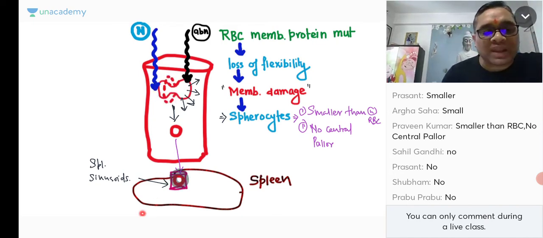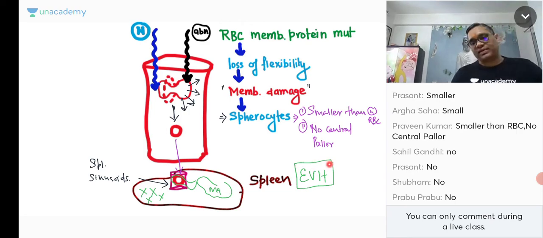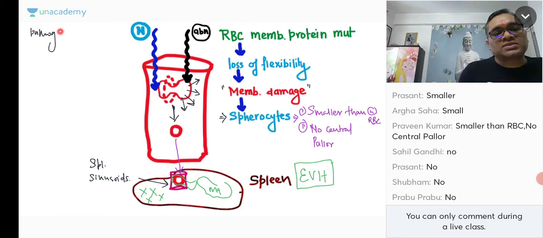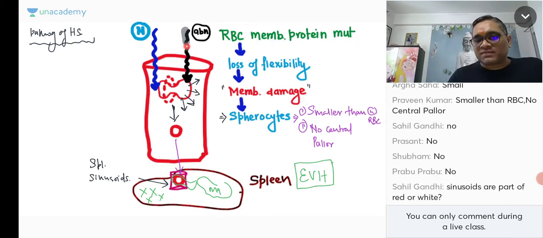So when they are getting trapped here, what will happen? Macrophages will come and take them out and then start destroying them in the spleen. This is called extravascular hemolysis, splenic destruction of the spherocytes. So this is the pathogenesis of hereditary spherocytosis. Now understood? What is the pathogenesis? RBC membrane protein mutation. There will be loss of flexibility of the RBC. The membrane will be damaged because of the faster blood flow, and then they will acquire the spherical shape, which is smaller, with no central pallor.